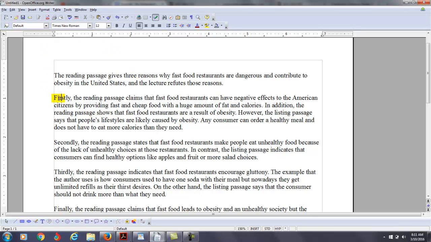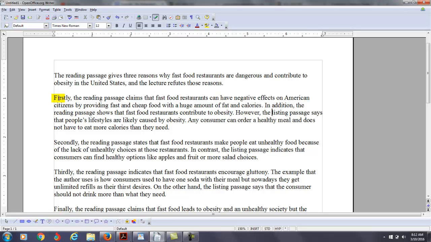You say, firstly, the reading passage claims that fast food restaurants can have negative effects. I would just say here, on American citizens by providing fast and cheap food with a huge amount of fat and calories. In addition, the reading passage shows that fast food restaurants, I wouldn't say are a result to, I would say contribute to obesity. That's going to be better there.